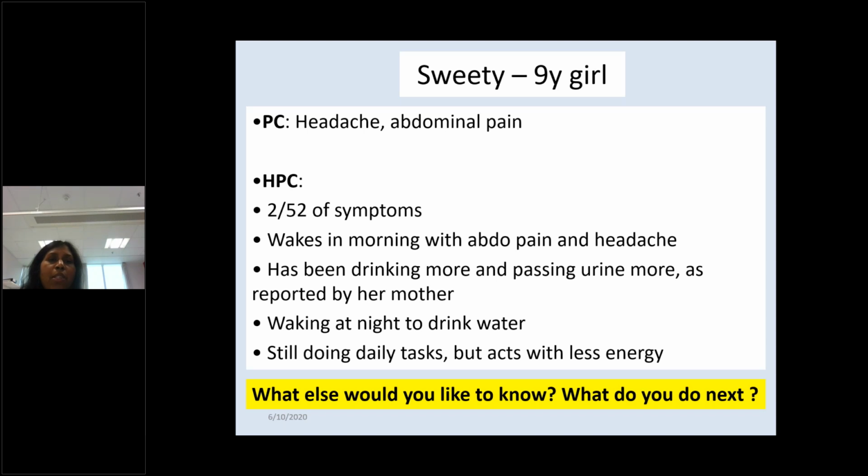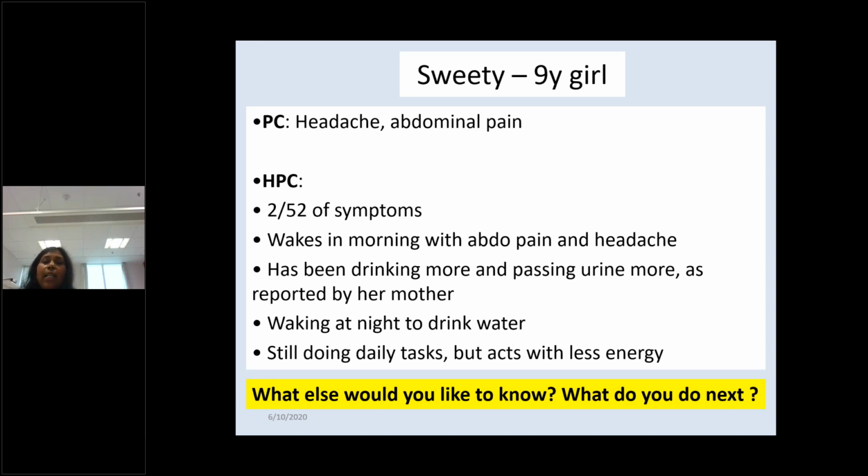So our first patient is a 9-year-old girl by name Sweetie, and she presents with headache and abdominal pain, with a 2-week history of these symptoms. She wakes up in the morning with abdominal pain and headache, she's been drinking more, she's polyuric, and she is waking at night even to drink water. She's still managing her daily tasks, but just feels that she's not having as much energy as she used to have previously. So what else would we like to know, and what do we do next?